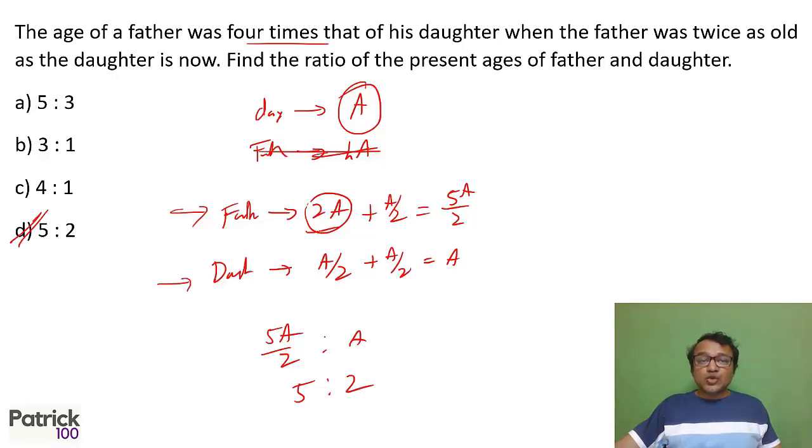So let the daughter's age be A. When the father was 2A, twice the age of his daughter, he was 4 times that of his daughter. That means the daughter will be A upon 2. To make it A, the daughter's age, you have to add A by 2 in both the places. From there you get 5 by 2.